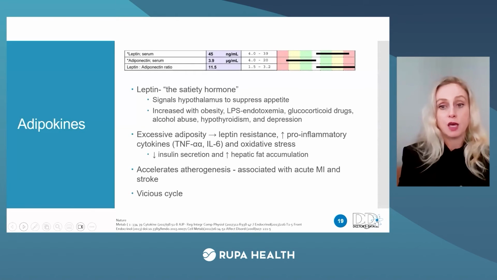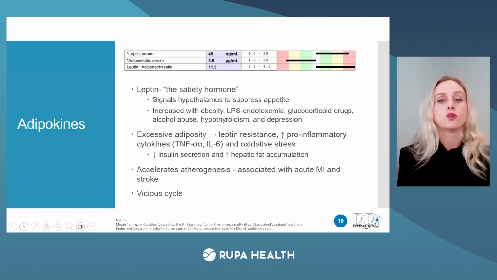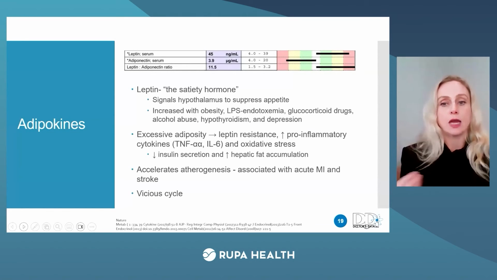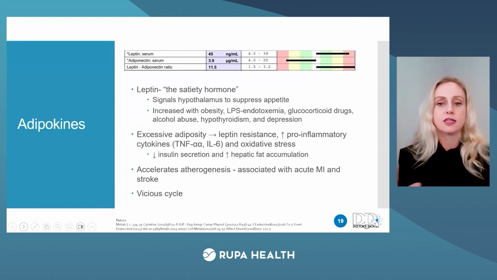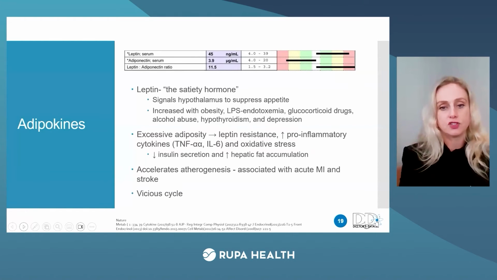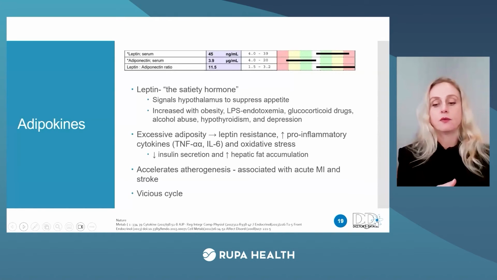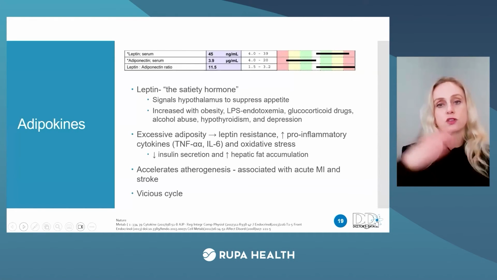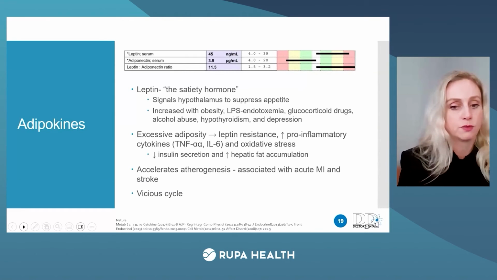This is associated with LPS endotoxemia. So again, inflammation, intestinal permeability, glucocorticoid drugs, alcohol abuse, hypothyroidism, and depression. Again, this leptin resistance leads to inflammation, cytokines, oxidative stress, and then you have what we talked about at the beginning of this conversation, which is accumulation of fatty liver. So this is a vicious cycle. This accelerates atherogenesis and is associated with myocardial infarction and stroke.